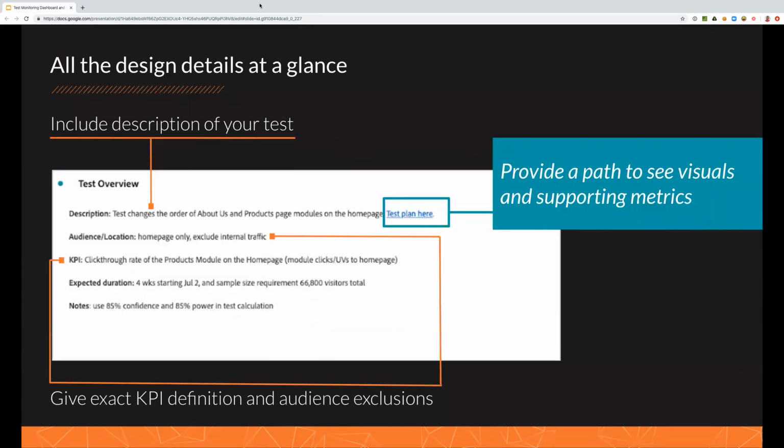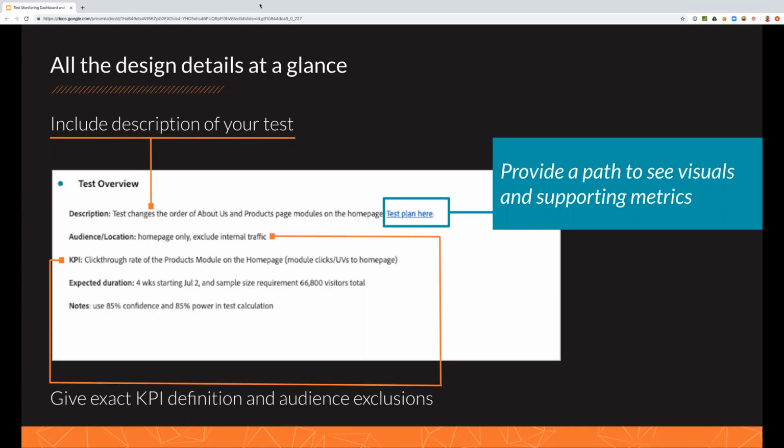And then the third part here is where we outline those test details. So we give them a description of the challenger, we let them know where on the site the test is running, our primary KPI definition, and we even give them an expected duration, because stakeholders are going to want to know, how long is this test running, when can I get the analysis from it, etc.